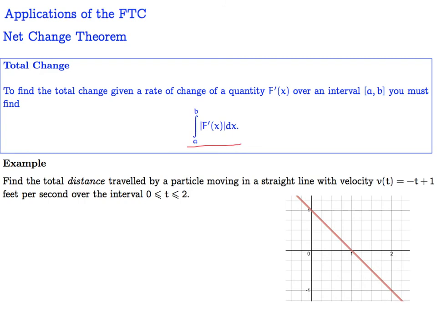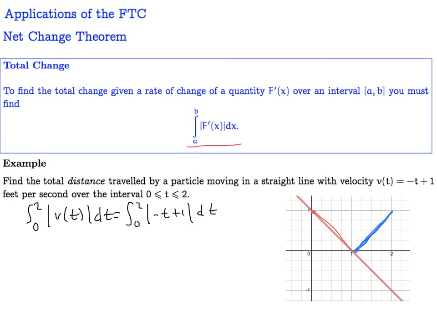So if I want to find the total distance traveled by a particle moving in a straight line with velocity given by this function over the interval 0 to 2, what I need to do is take the integral from 0 to 2 of the absolute value of my velocity function. So this is the integral from 0 to 2 of the absolute value of negative t plus 1 dt. And so if we look graphically, what this means is that for the first part my function is going to remain the same since it's positive, but then at 1 the absolute value will flip my function upwards. It'll flip it across the x-axis there, and so I'll really be integrating this quantity instead.